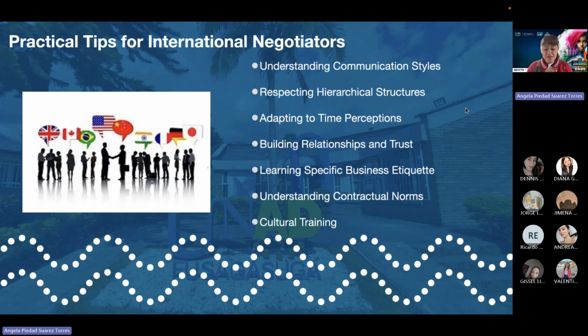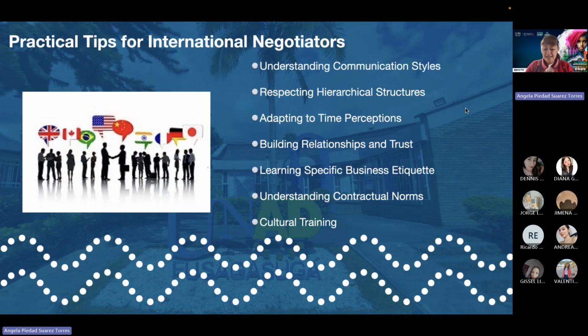For some cultures, even the way you eat at a dinner, how you take the food, is important. And there are so many tiny elements that are very important in those processes, and moreover, when you are in a process of building trust and building relationships. So those are elements that you have to consider in the process of building relationships and trust.